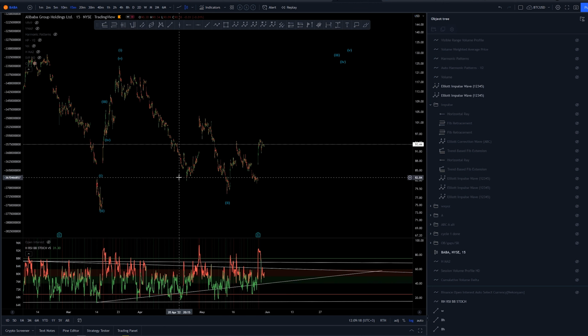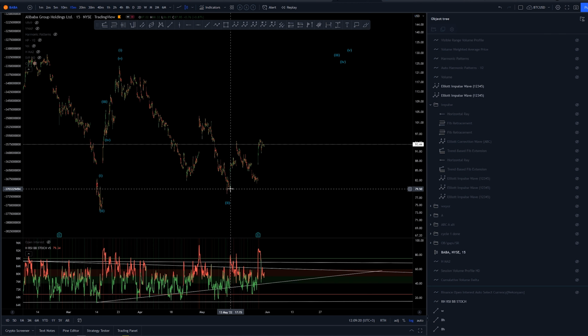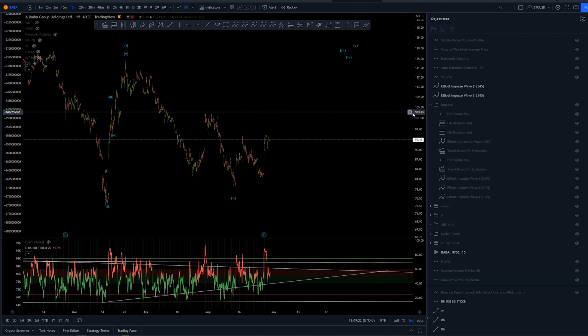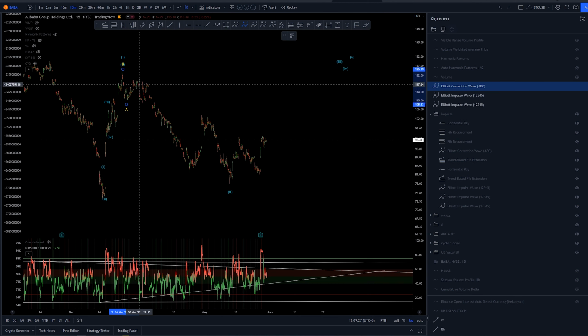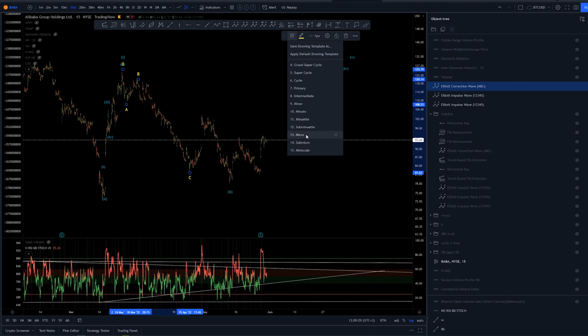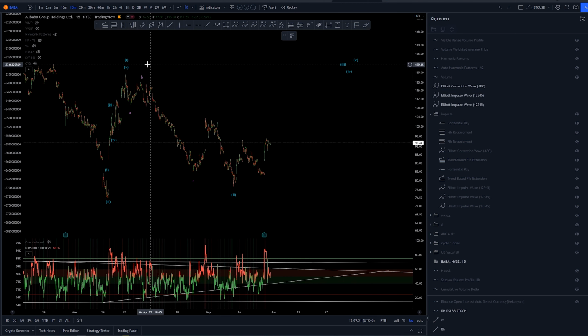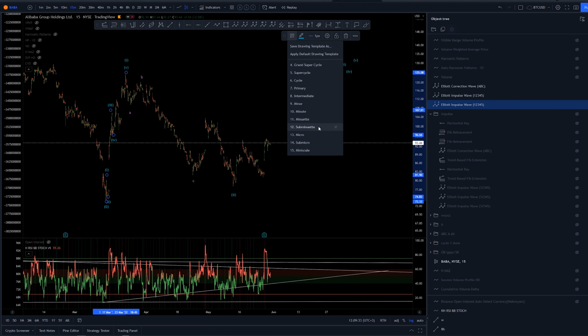This, however, looks like a 5-wave structure here, right? So it is a bit iffy to say that. To me, this structure here looks like a 3-wave structure. And let me downgrade this as well.